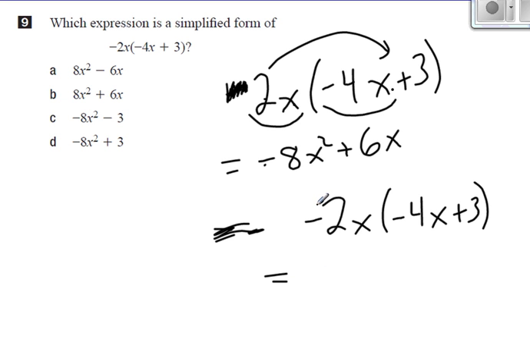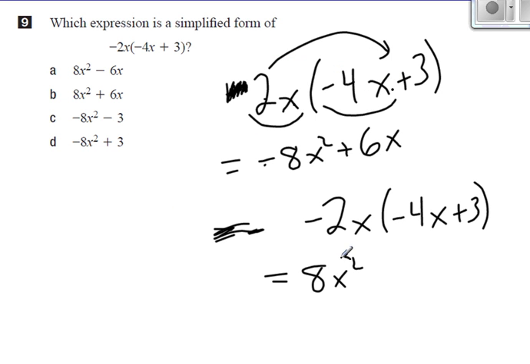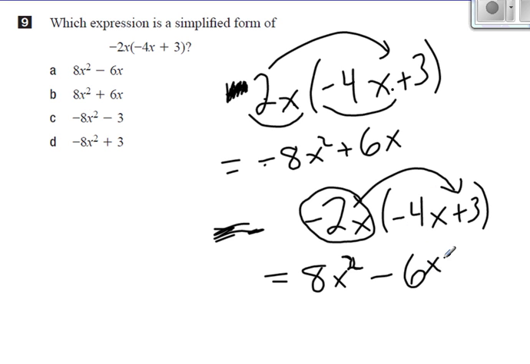Because now I'm going to do negative 2x times negative 4x. A negative times a negative is positive. 2 times 4 is 8. And x times x is x squared. Oops, I don't know why that keeps happening, but it's annoying. Okay, so again, negative times a negative is a positive. 2 times 4 is 8. x times x is x squared. Now I'm going to take this whole piece and multiply it by 3. Negative 2 times 3 is negative 6, and the x is just the x. So if I look over here, it's got to be the first one.